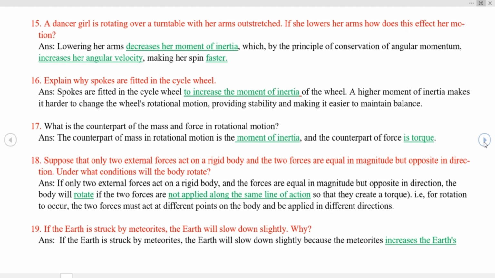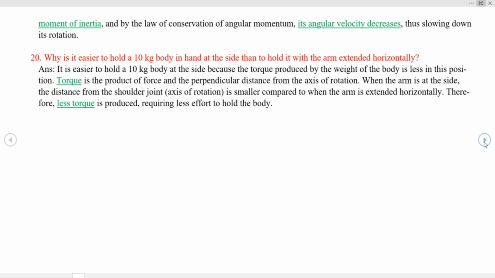Next question we have is, if the earth is struck by meteorites, the earth will slow down slightly, and why? So if the earth is struck by meteorites, the earth will slow down slightly because the meteorites increase the moment of inertia of the earth, and by the law of conservation of angular momentum, its angular velocity decreases, thus slowing down its rotation.